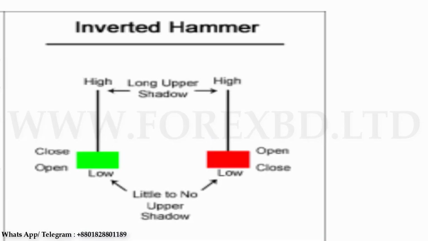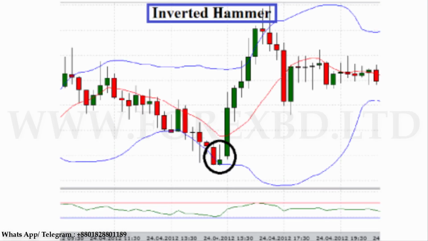Inverted hammer. The inverted hammer is what is seen when the hanging man is turned upside down. It provides a signal of an uptrend when it's seen below the market.